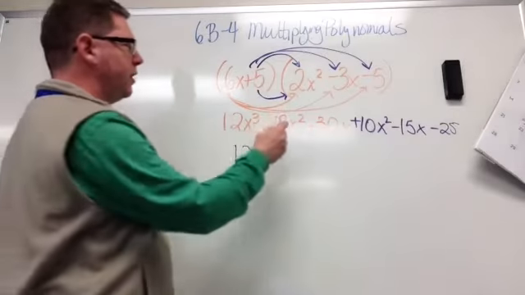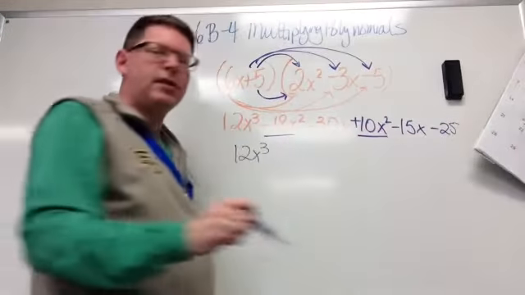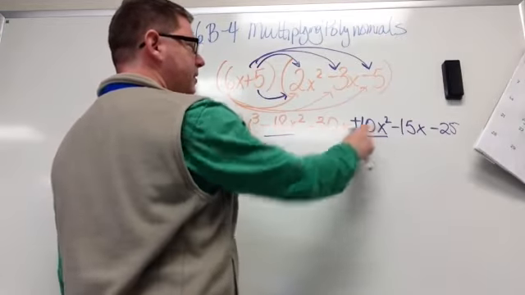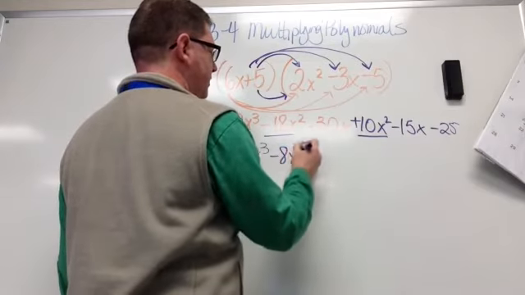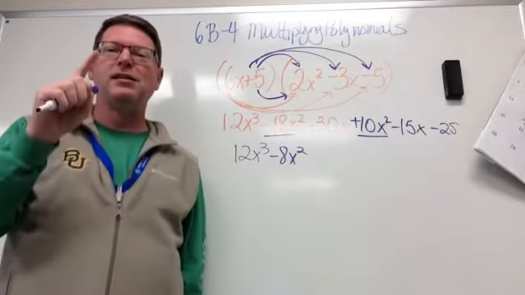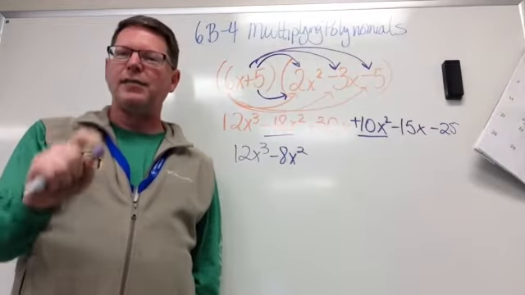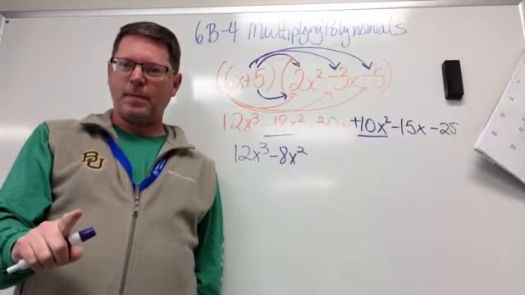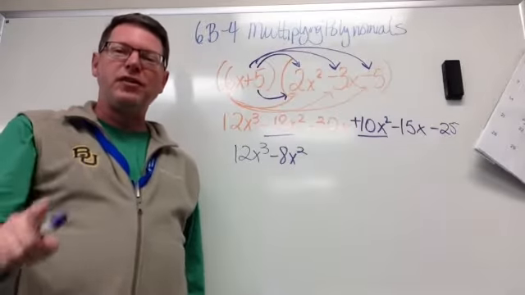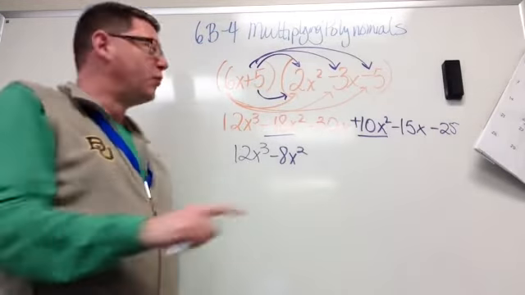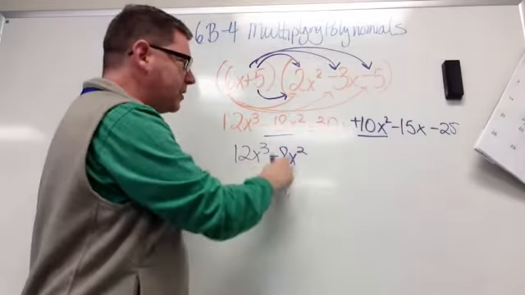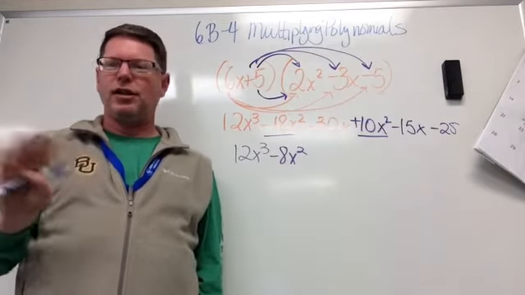Okay, do I have any more x squared? There's an x squared, and there's an x squared. So I have to combine like terms. Negative 18x squared plus 10x squared is negative 8x squared. Negative 18 plus 10. Remember, when I'm adding and subtracting, the variables and the exponents don't change. The coefficient is the only thing that changes. When I multiply up here, the exponents changed. But when I'm adding and subtracting, the exponents do not change.